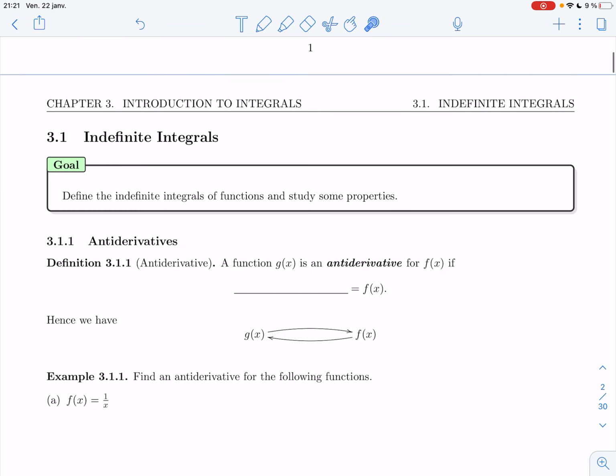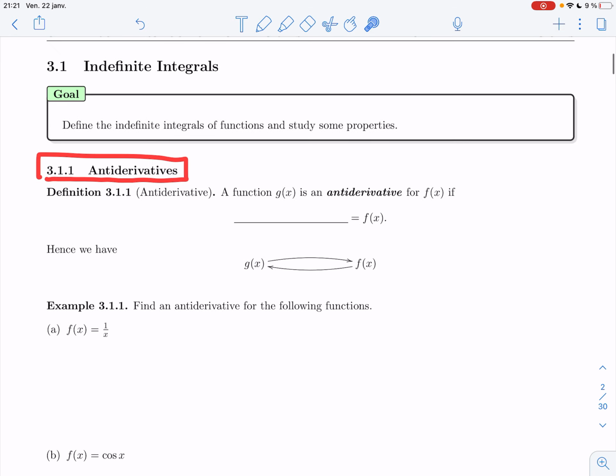Alright, so the goal of section 3.1, which is going to be indefinite integrals, is just to define the indefinite integral of a function and study some properties. So this is just the beginning of integrals. In 3.1.1, I want to look at antiderivatives.